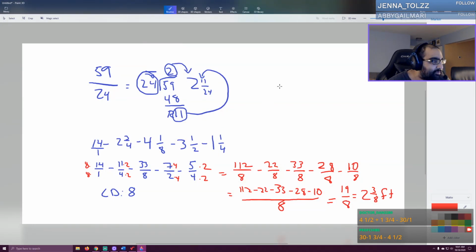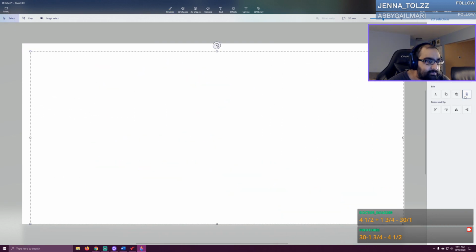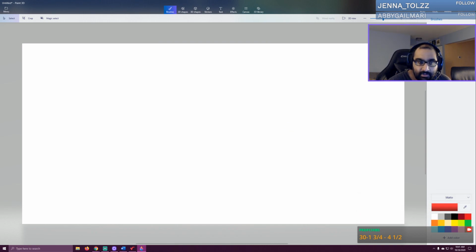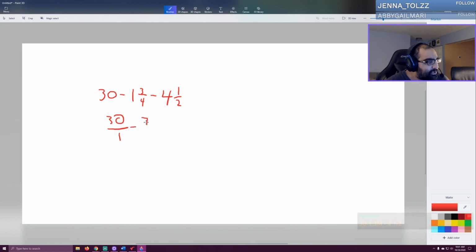Okay, so let's see what happens here with this problem. Let's do it out and see what happens. All right. Okay. So here we get 30 minus 1 3/4, minus 4 1/2. We'll go ahead and do the same thing we did in the last problem. We'll go 30 over 1. 1 3/4 will be 7 over 4. 4 1/2 will be 9 over 2.